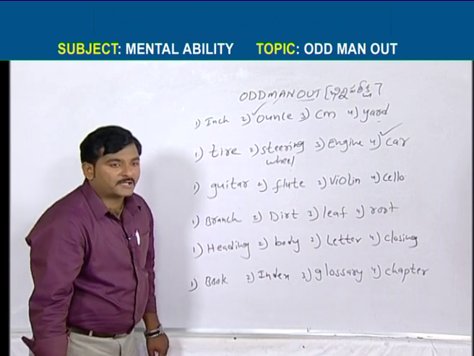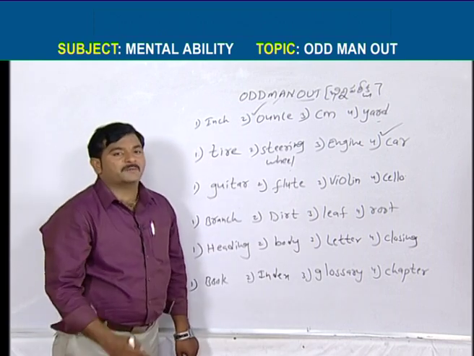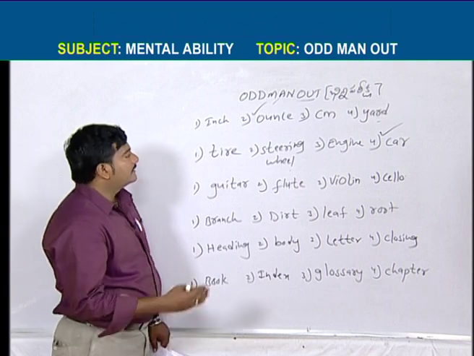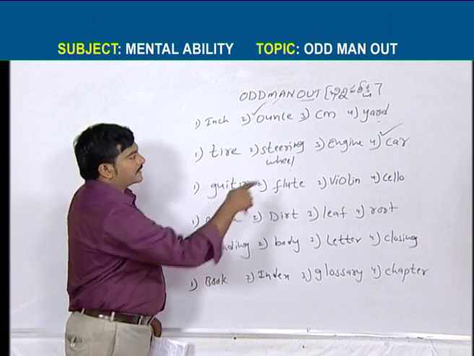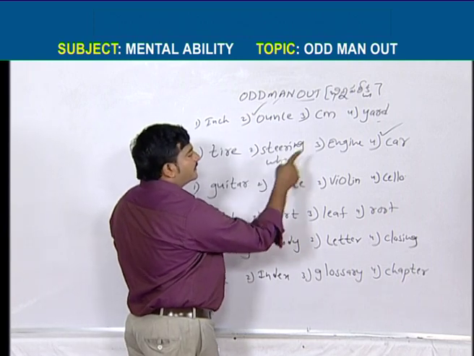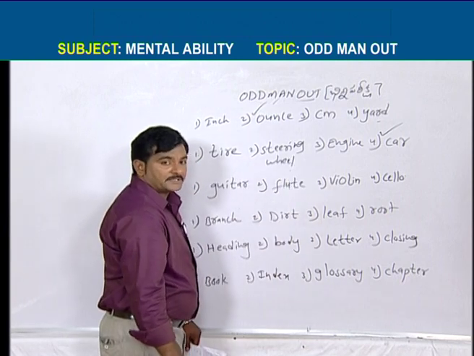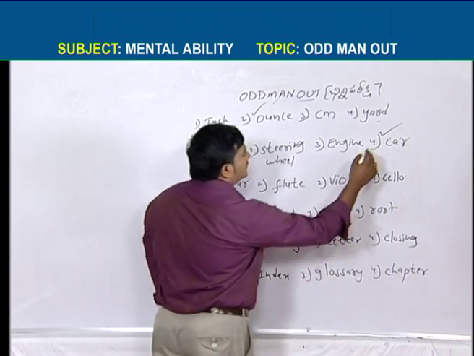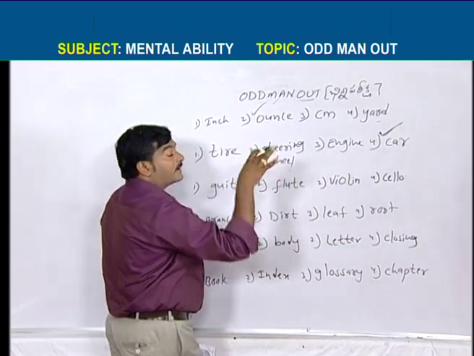Why is the answer car? The remaining 3 options are parts of a car. Wheel, steering, tire is a part of a car. Steering wheel is a part of a car. Engine is also a part of a car. That's why this is different. The remaining 3 are parts of a car.